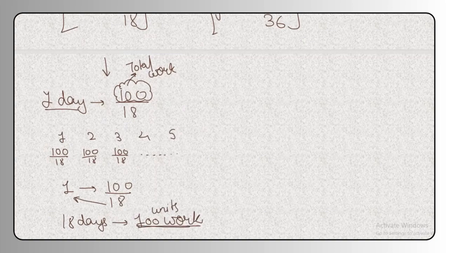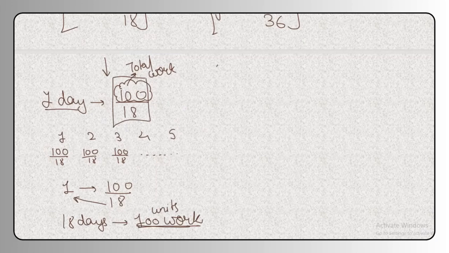100 units of work will be completed in 18 days. Don't think about this mathematically, think logically. 1/18th of the total work is done in a day, so how many days will be required? 18 days, right? If it was 1/50th of the total work done in one day, the total work would require 50 days. This is simple, right?